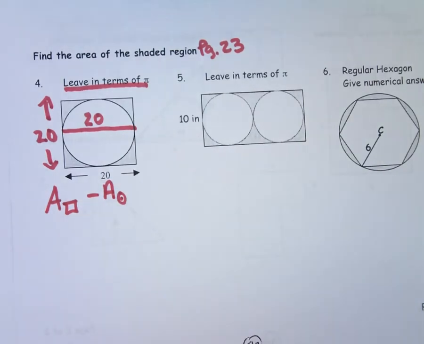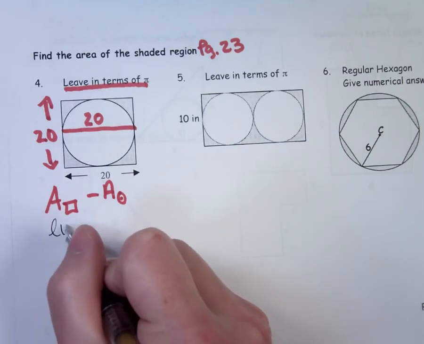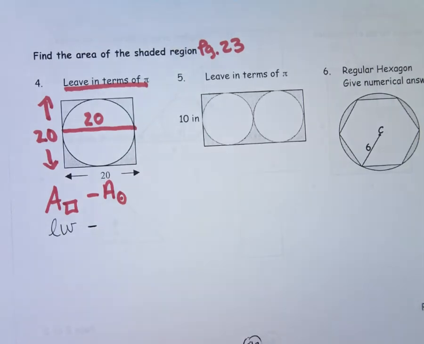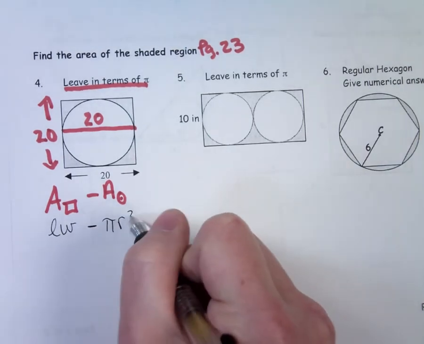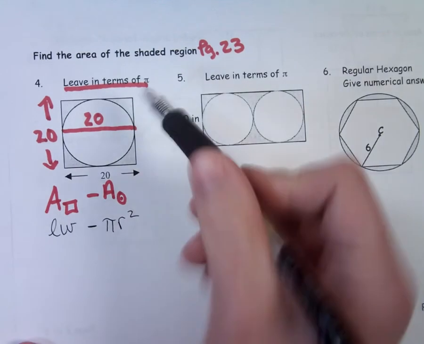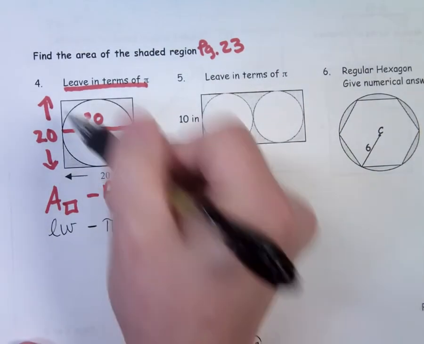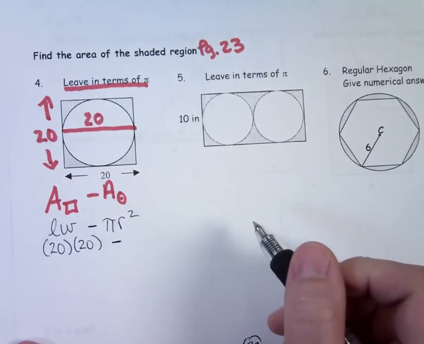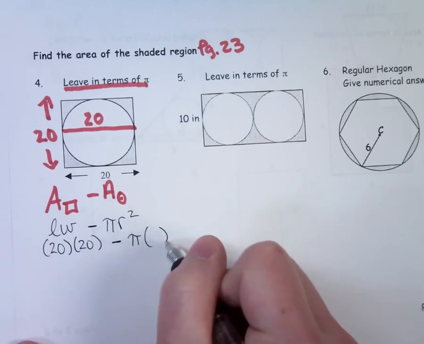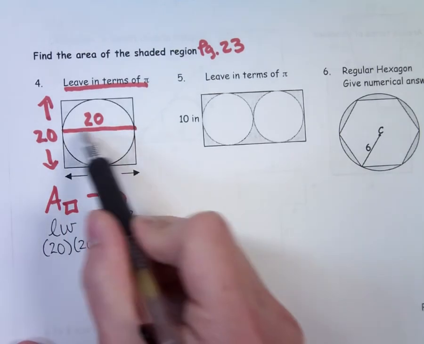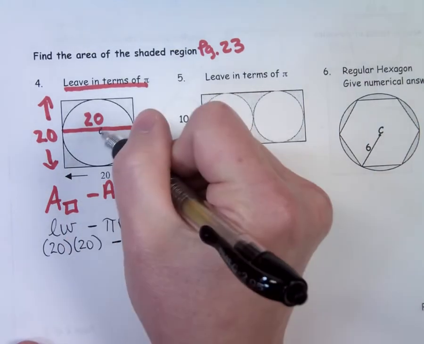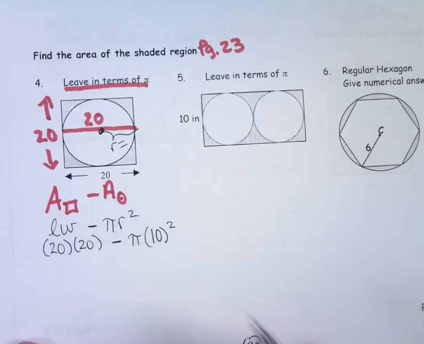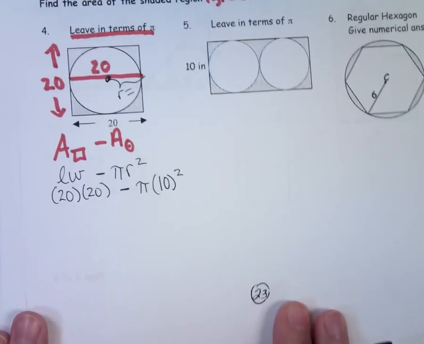Okay, so how do we find area of a square? Length times width, base times height, side squared, whichever you prefer. How do we find area of a circle? Pi times radius squared. Okay, so let's do the area of the square. Length times width, 20 times 20. And then minus, now I'm going to find the area of the circle, so pi times radius squared. Well, if 20 is all the way across, that's the diameter, then the radius would be half that, so the radius would be 10.